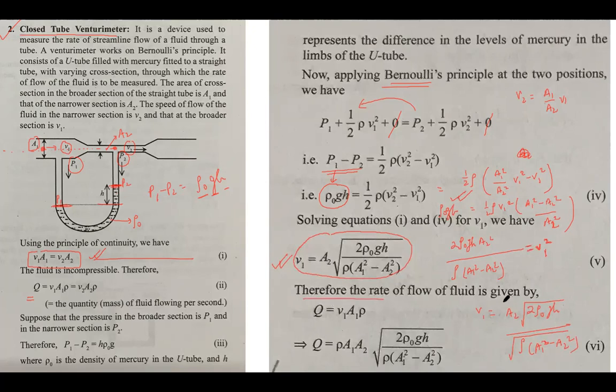Therefore, the rate of flow of fluid is given by Q is equal to V1 A1 into rho. So here we know the quantity of fluid flowing per second, right? So quantity of fluid flowing per second is V1 A1 rho. We know V1, then we'll multiply it by A1 rho. So we'll get the value of the quantity of liquid which is flowing per second. Is it clear?